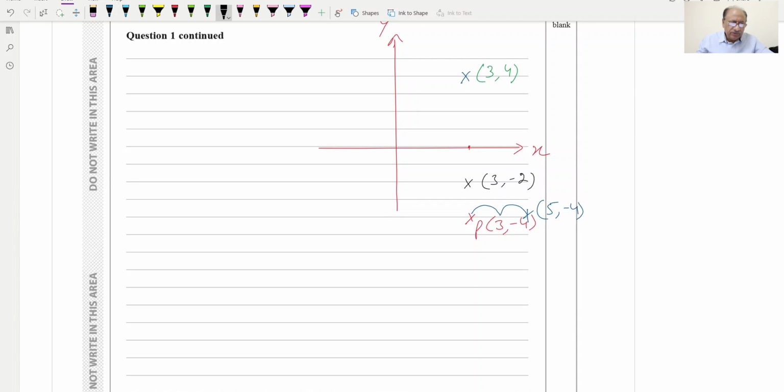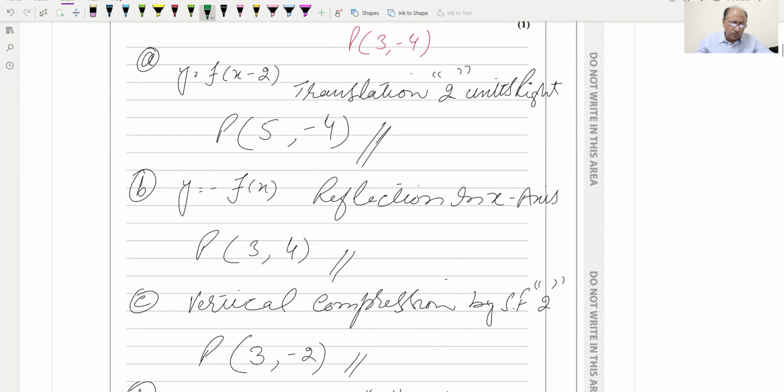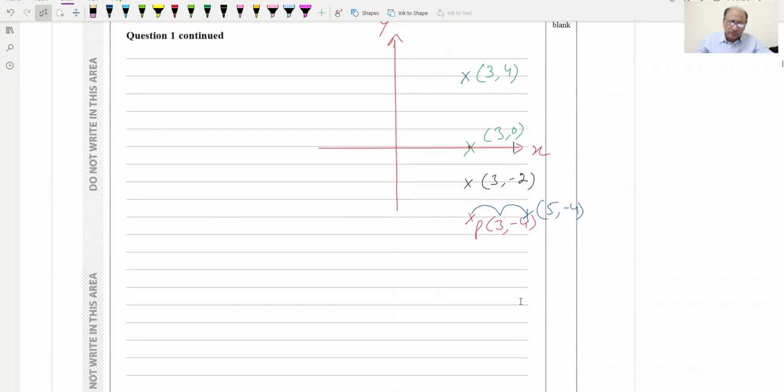And similarly, the last one is 4 units up. So 4 units up will be on the x-axis, and that will be over here, and this will be 3 and 0. This will be the coordinates of the point. So this is how we can easily figure out, and then we can write the coordinates. If you are confused how we got these coordinates, you can go through this diagram and you can figure out the new translated coordinates of the new point.